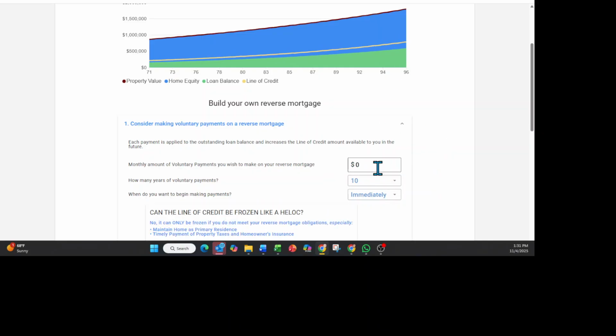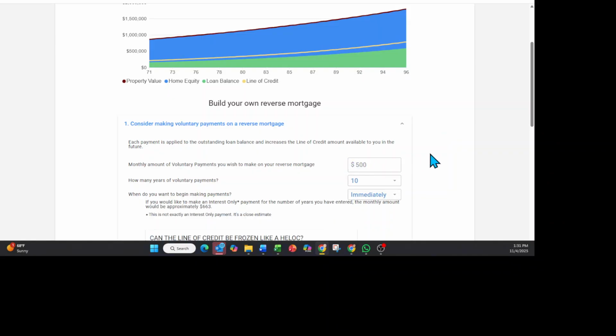See how the green moves? Now the green comes down where you're paying $500 a month for 10 years, which means you have a lot more equity in the future. You probably also notice that yellow line going up. That's the line of credit. Every dollar you pay in is applied to the loan balance and also increases your availability in the line of credit. So basically you can redraw this money in the future, and it's growing in your favor at the same rate of growth as the loan balance.